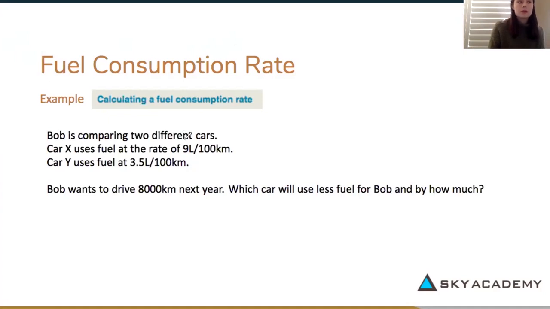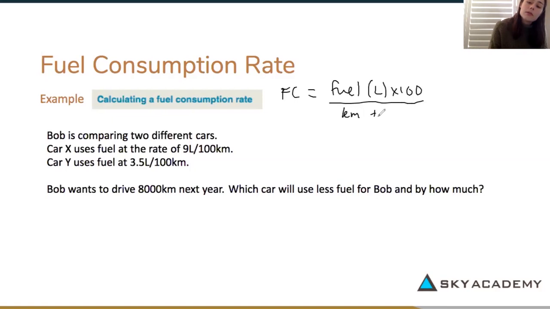So Bob is comparing two different cars, car X and car Y. Car X uses fuel 9 litres per 100 kilometres, and Y uses fuel at 3.5 litres per 100 kilometres. So if Bob wants to drive 8,000 kilometres next year, which car will use less fuel for Bob and by how much? So let's have a look. I'm going to do my fuel consumption up here. So FC equals my fuel in litres times 100 over distance or kilometres travelled.